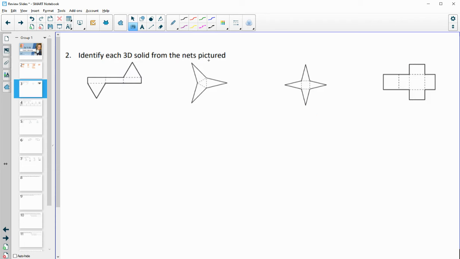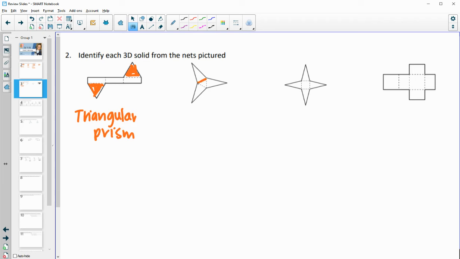Number 2, identify each 3D solid from the nets pictured. So in this case, we see these two triangular polygons. So these are our bases. And then those are connected by rectangles. So this is just going to fold up into a triangular prism.